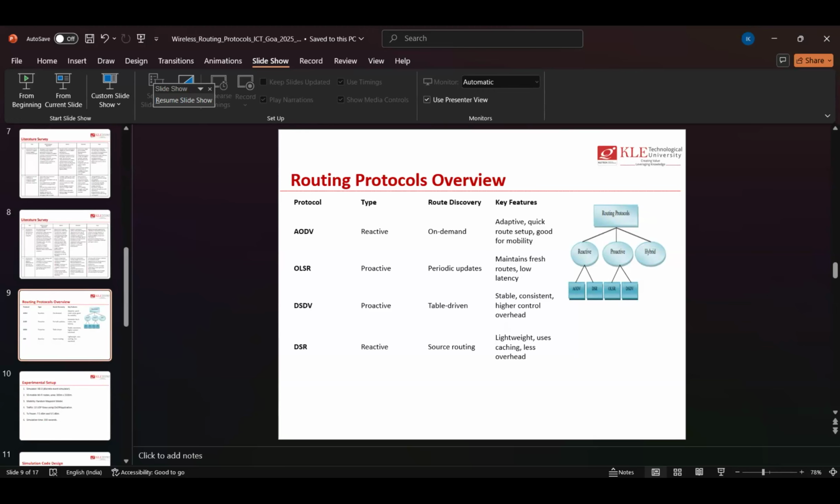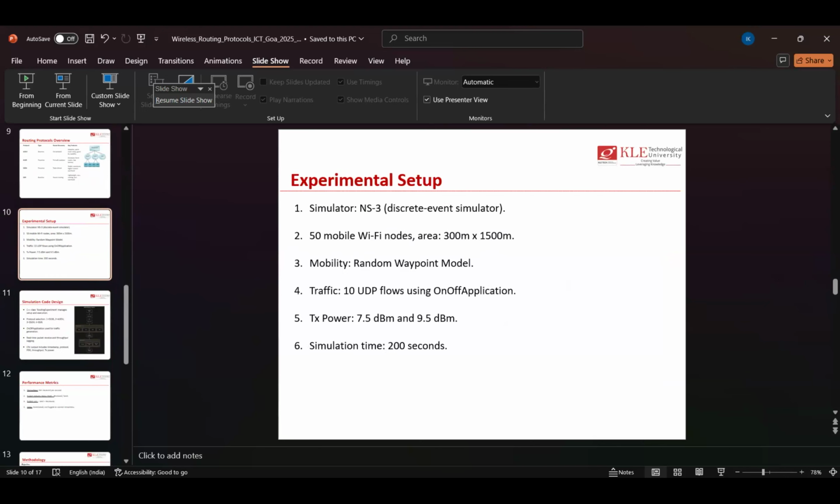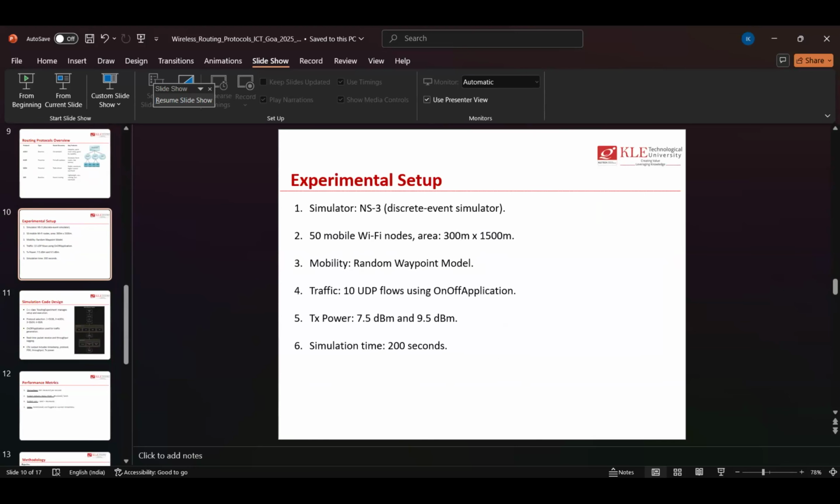DSR is reactive, uses source routing and caching. In the methodological part, we first configured the simulation parameters in NS3 and ran simulations for each of the protocols. For 7.5 and 9.5 dBm, we logged the output to CSV files, including throughput and packet count. After the simulation, we compared the performance using the CSV files. We also used GNUplot scripts to visualize the throughput and PDR for each protocol.